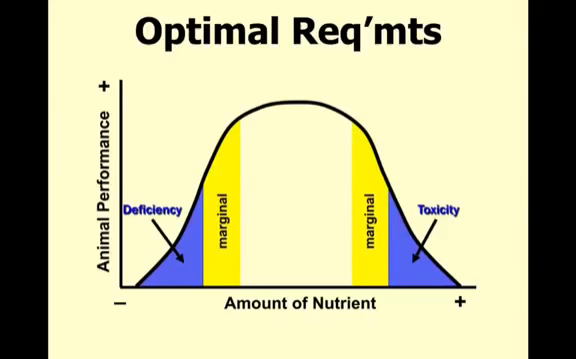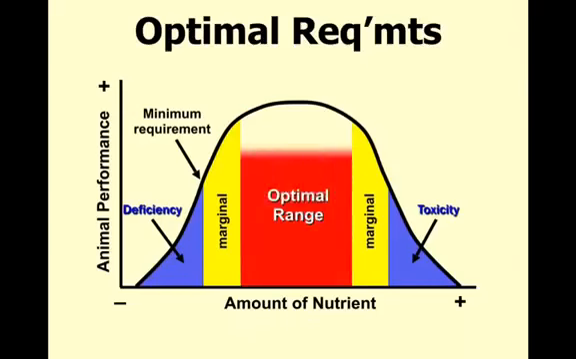Then we get into a couple of regions on either side of that that would be considered marginal in terms of meeting the amount of the nutrient needed to maximize performance. And we have our minimum requirement actually at the bottom end of that marginal range for the deficiency. That's where most of our requirements are. And so you can see that we would likely want to still increase our requirements slightly above those minimums to be able to achieve what we call optimal performance.